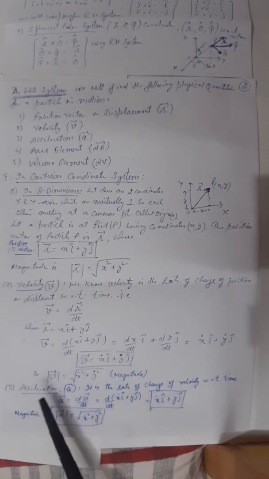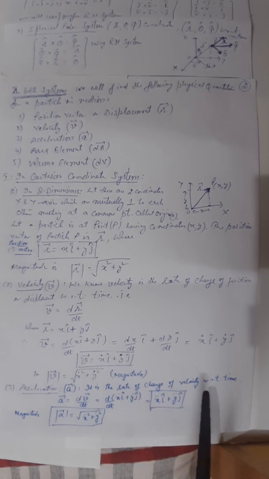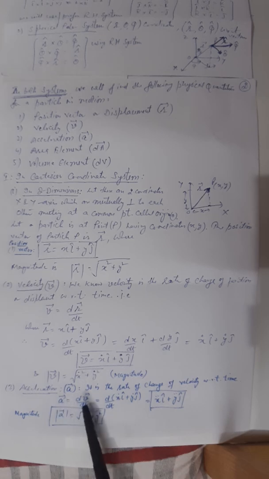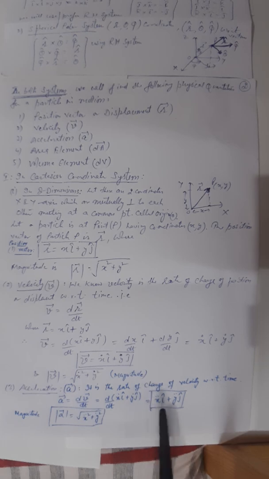Now, the third parameter is acceleration. We know that the rate of change of velocity with respect to time is called acceleration, that is a equals dv upon dt. Again, on putting the value of v here, we get d/dt of x dot i plus y dot j. So, again the derivative may be written with a dot. There are double dots: one dot is already here and the second due to this d/dt. So, it is the second derivative of x, that is x double dot i plus y double dot j, and hence its magnitude becomes the square root of x double dot square plus y double dot square.